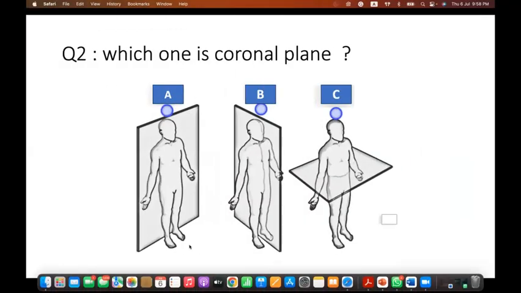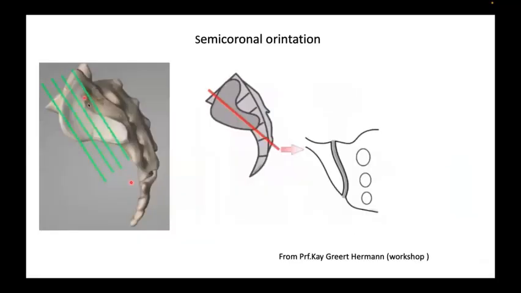So A is the coronal plane, but in MRI, if you're dealing with the sacroiliac joint, we need a technique we call semi-coronal. It is not coronal. If you do coronal like this, you will miss most of the joint, and it will not give you a good view of the sacroiliac joint. That's why we do the MRI like this, what we named semi-coronal orientation.